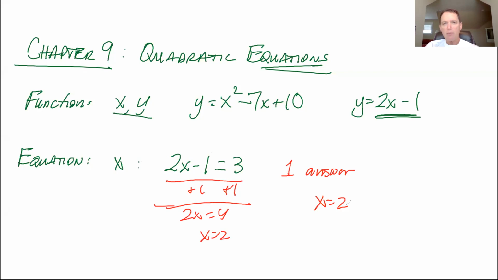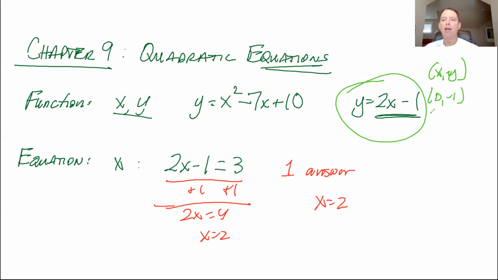But if I had this problem up here, I don't just get one answer. I get a bunch of these x, y answers. For example, I'll just pick a couple. If x is 0, y is minus 1. We know how to do that. If x is 1, 2 times 1 is 2, minus 1 is 1. And there's a whole bunch more here. So when you have a function, you end up with a lot of solutions, maybe infinitely many solutions, as opposed to an equation that has just one solution.